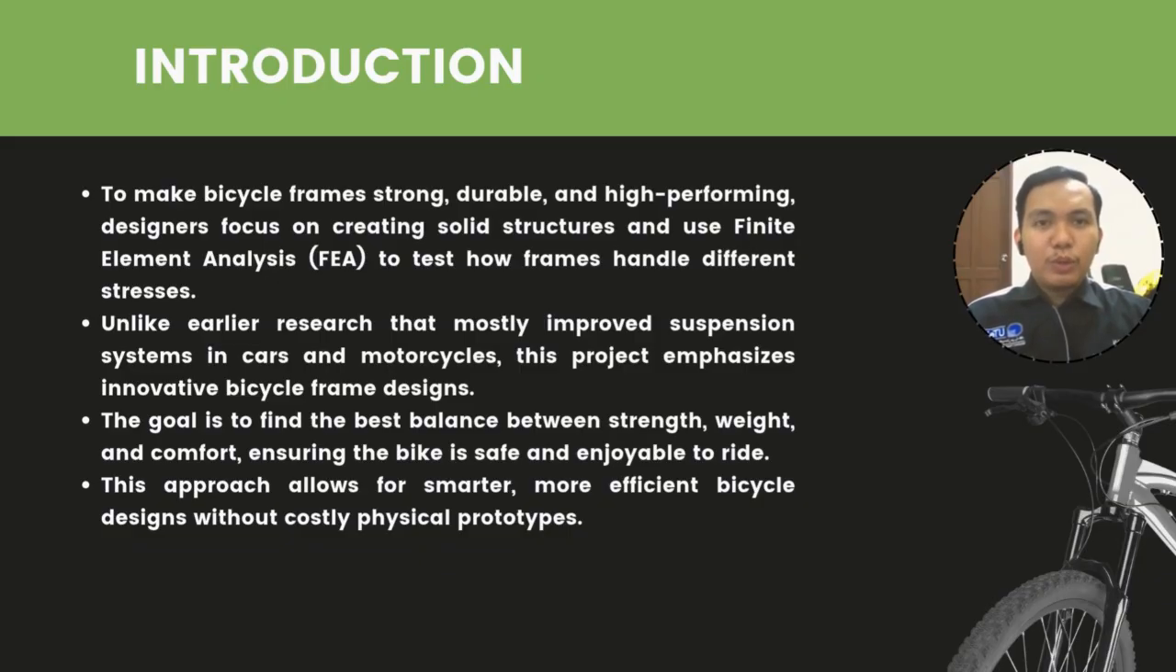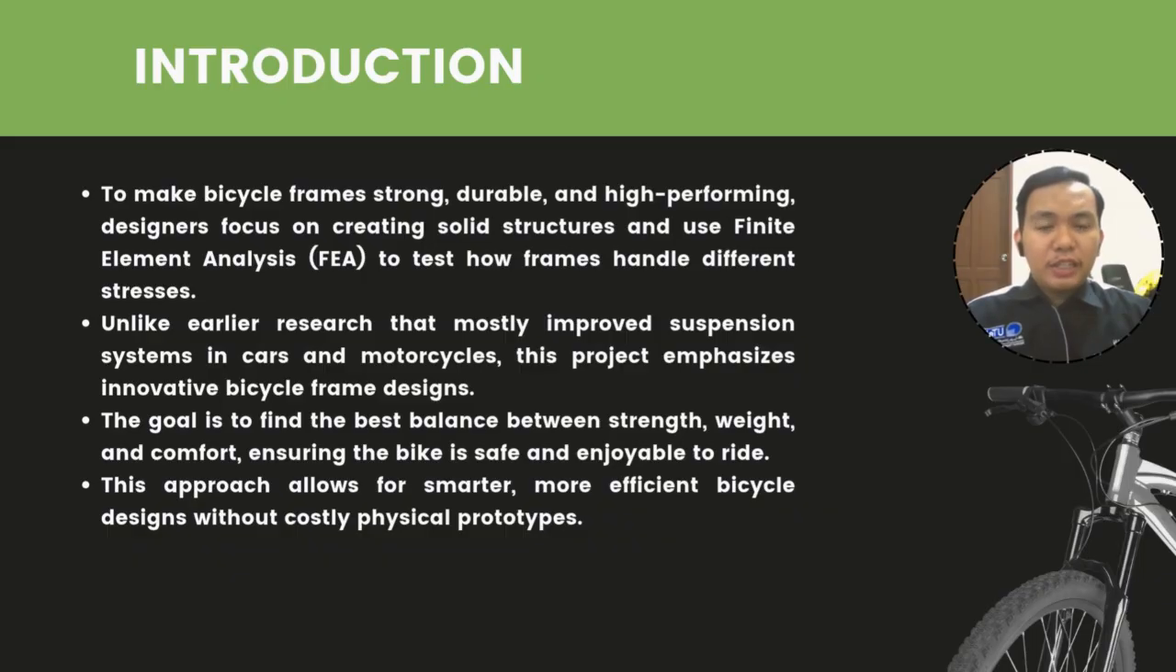So first we go through the introduction. To make a bicycle frame strong, durable, and high performing, designers focus on creating solid structures and use finite element analysis to test how frames handle different stresses. We will use finite element analysis to identify which area will experience the highest stress and also the deformation, based on three conditions that we choose: flat road or stationary type, inclining road, and also declining road. From there, we will analyze which part experiences the highest stress and highest deformation.